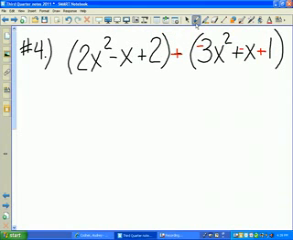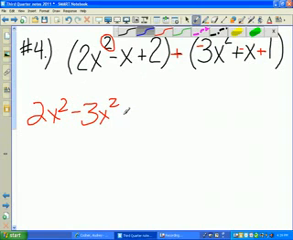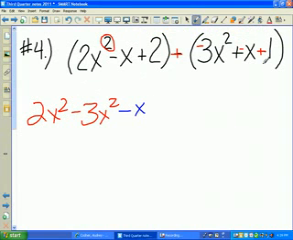So now I need my like terms, starting with my highest degree. And it looks like my highest degree is a square. So we have 2x squared minus 3x squared. Okay. Any other x squares? No. So the next degree should be my x's, which I have a minus x, and I also have a minus x. Okay. So that we took care of. The x's we also took care of.